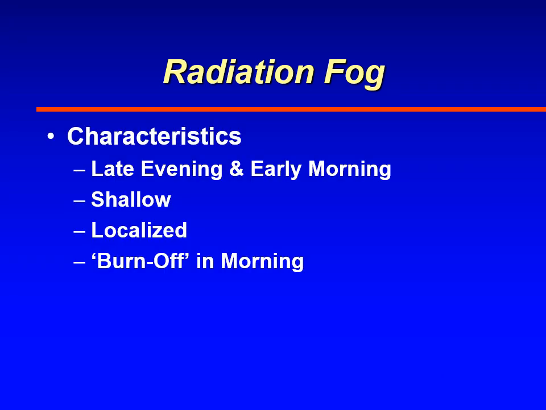So the characteristics of radiation fog: it typically forms late evening, early morning hours. It tends to be rather shallow, not very thick, meaning perhaps anywhere from 6 to 50 feet thick, maybe a little bit more. And then it tends to be localized, meaning that you'll see it in some areas and not in others. And then as the day progresses, it tends to burn off. The sun heating the ground will get rid of the radiation fog.